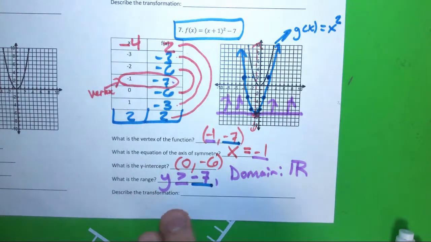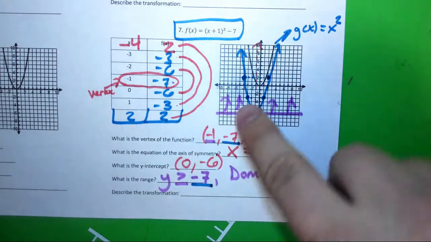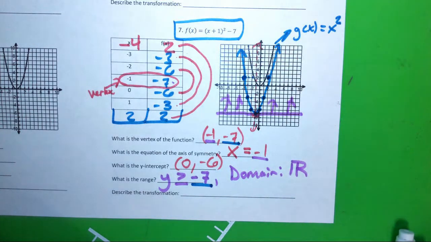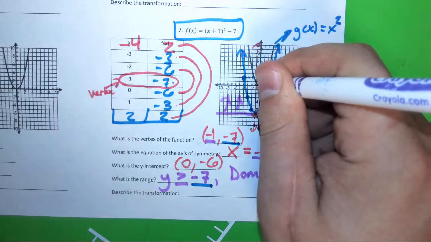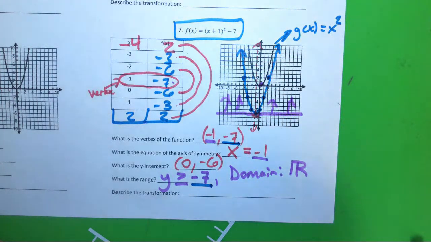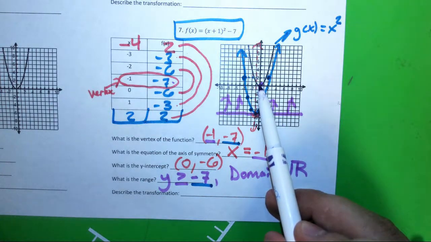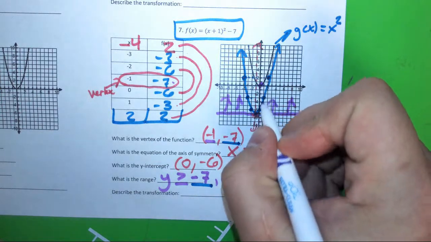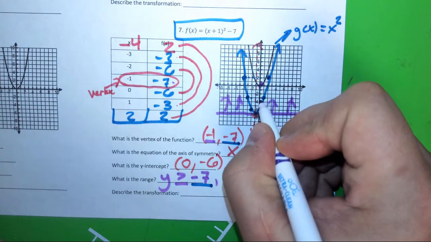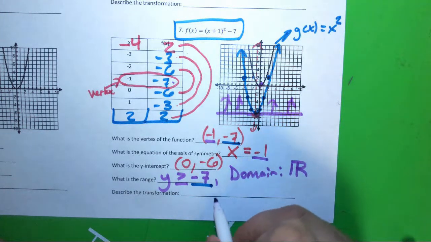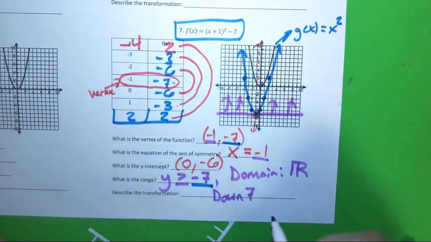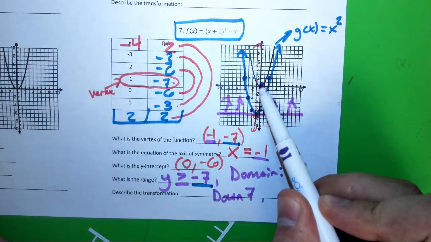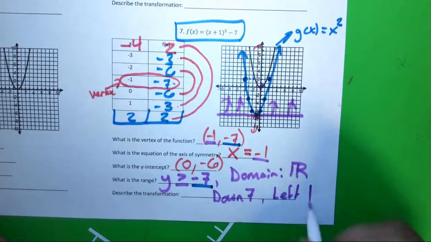When we're talking about transformations, really what we're saying is how do we go from this parent function, y equals x squared, where our vertex is at 0, 0, or the origin. What happens to get from that one to this one? What did we do? So there's two things we did here. We went down 7. We went down 1, 2, 3, 4, 5, 6, 7. So that's down 7. And we also went to the left 1. Okay, we went from here to -1, so we went left 1.